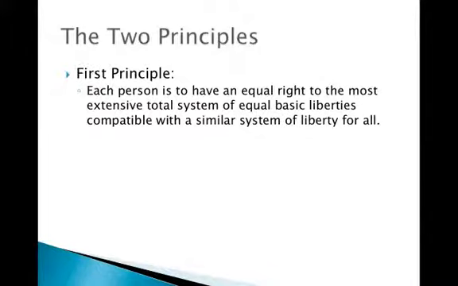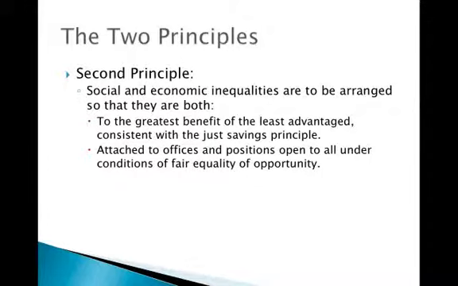inequalities in that distribution. Second principle: social and economic inequalities are to be arranged so that they are both to the greatest benefit of the least advantaged, consistent with the just savings principle, and attached to offices and positions open to all under conditions of fair equality of opportunity. So there's inequalities in the second principle, but they've got to be fair inequalities. They have to benefit the least advantaged. The least advantaged can't get screwed. Secondly, there is equality in terms of opportunity. So there isn't necessarily always an equality of outcome, but there's always an equality of opportunity with this second principle.